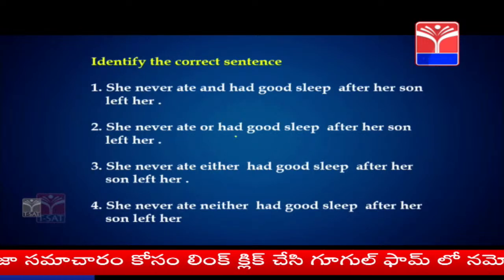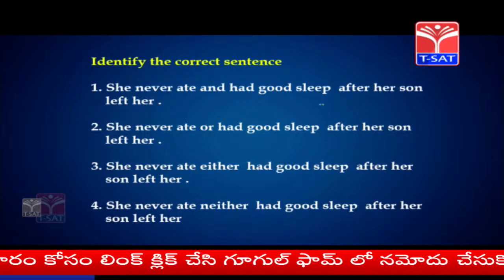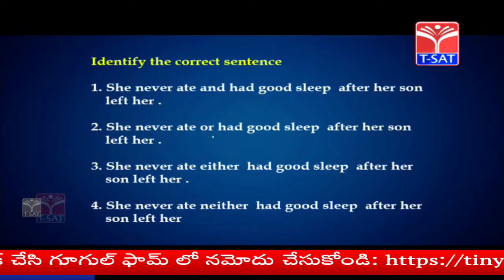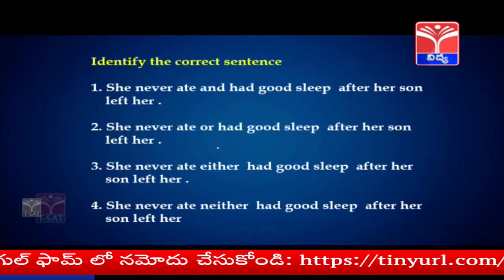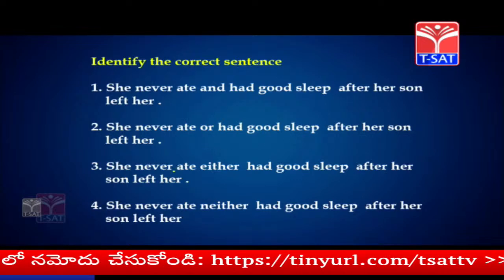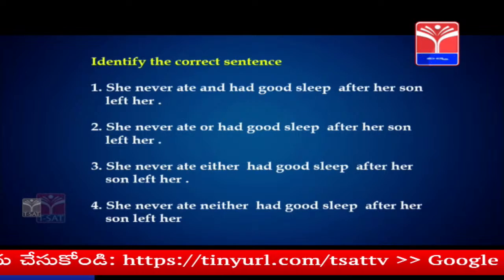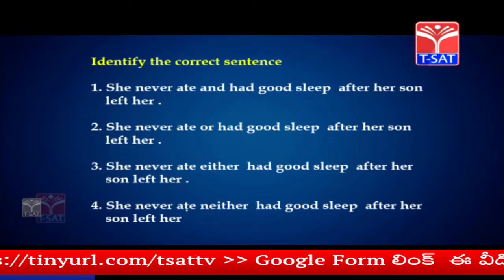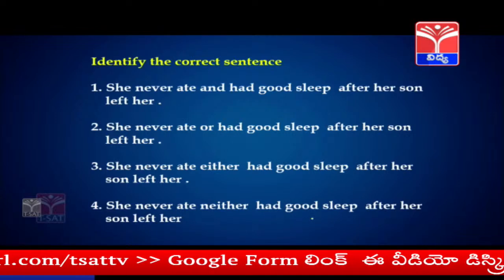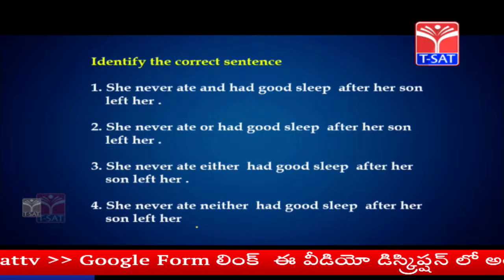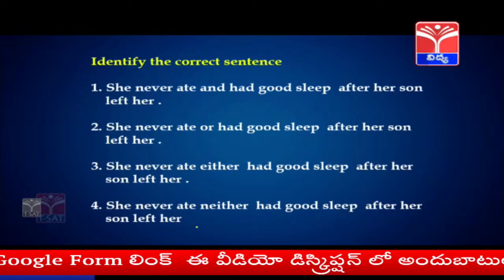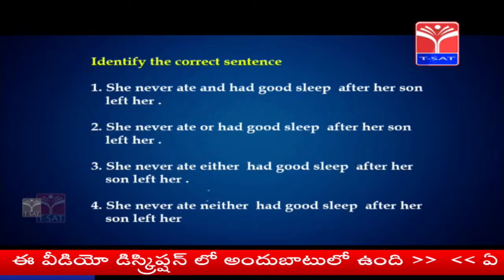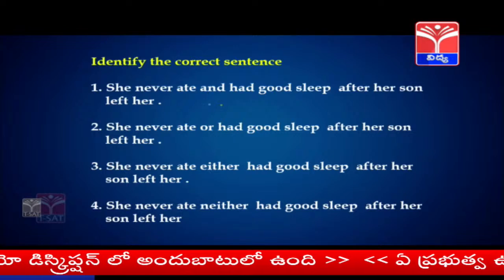She never ate and had good sleep after her son left her. She never ate or had good sleep after her son left her. She never ate either had good sleep after her son left her. She never ate neither had good sleep after her son left her. So, if you see these 4 sentences, we can skip 3 and 4. Now, see sentences 1 and 2.